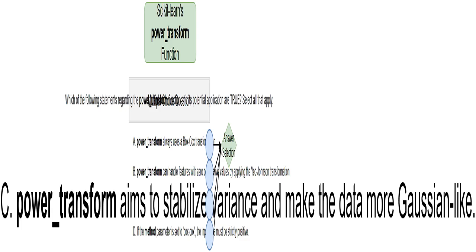This statement suggests that the power_transform function can handle a broader range of data including zeros and negative numbers by using the Yeo-Johnson transformation. The Yeo-Johnson transformation is another statistical method similar to box-Cox but can handle zero and negative values.